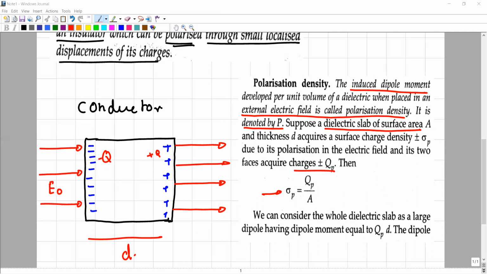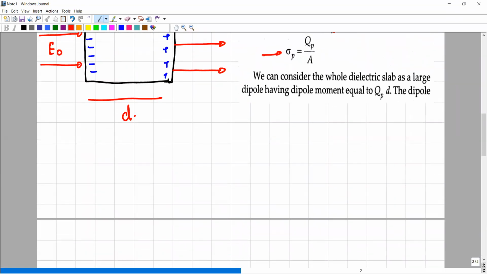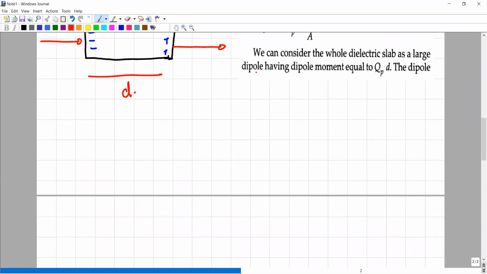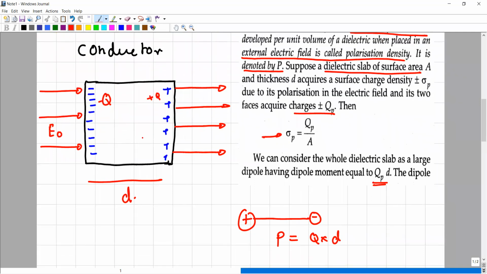Now, if we calculate the dipole moment, what will be our expression for the dipole moment? The dipole moment will be Q times D. You already did this in the previous chapter: the dipole moment of a dipole is the charge times the distance between the charges. In the previous chapter, the distance happened to be 2a or 2l, but here it is taken as D. D is the distance between the concentration of positive and negative charge.